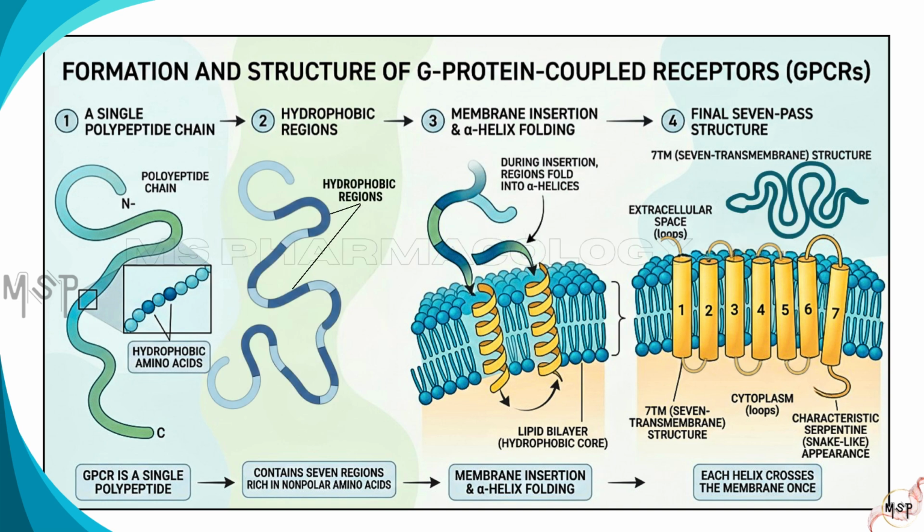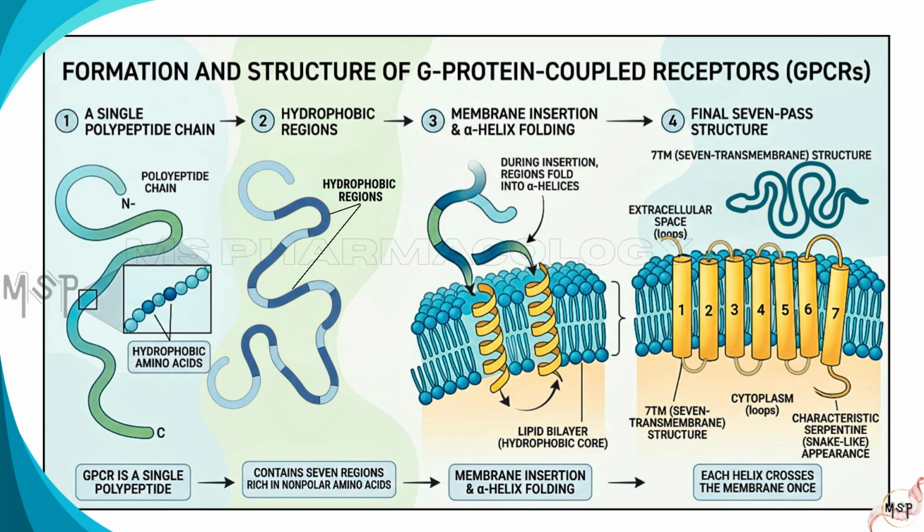A GPCR is made up of a single polypeptide chain that contains 7 hydrophobic regions. These regions are rich in nonpolar amino acids, making them compatible with the hydrophobic interior of the lipid bilayer. As the receptor is synthesized and inserted into the cell membrane, each hydrophobic region folds into an alpha helix and becomes embedded within the membrane. Each alpha helix crosses the membrane once. Since there are 7 of these transmembrane helices, the receptor passes back and forth through the plasma membrane 7 times.